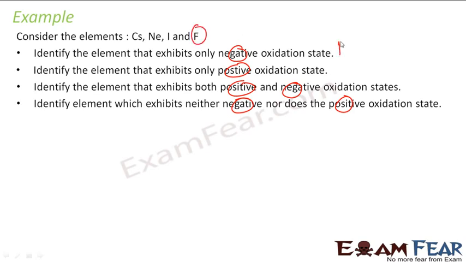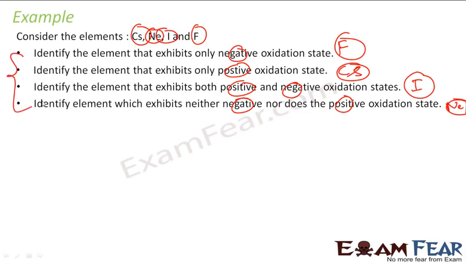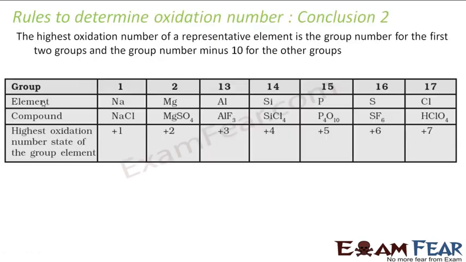So for negative, fluorine is the one which has negative always. Positive, Cs is the one which is always positive. Positive and negative, iodine, it has minus 1, plus 3, from the last table which you saw. And neither positive nor negative, that is neon, the inert gas. This is my answer. We can tell this answer from the last table which we have studied.